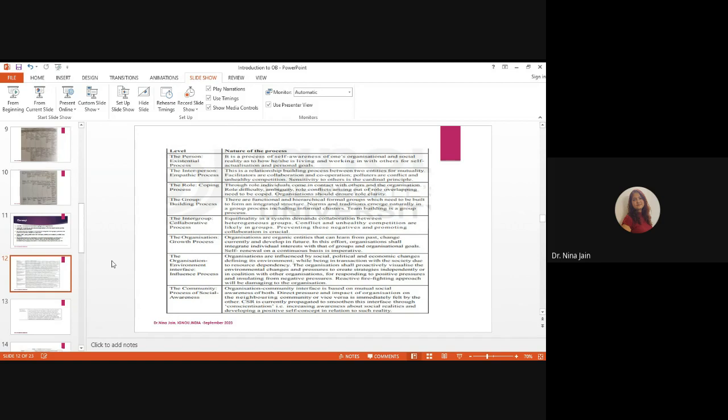So the next level is the organization environment interface influence process, which says that organizations are influenced by social, political, and economic changes defining its environment. So these are all external factors which affect the organization while it is working. These three factors actually provide the resources. So we as an organization are dependent on social, political, and economic changes to run our organization.